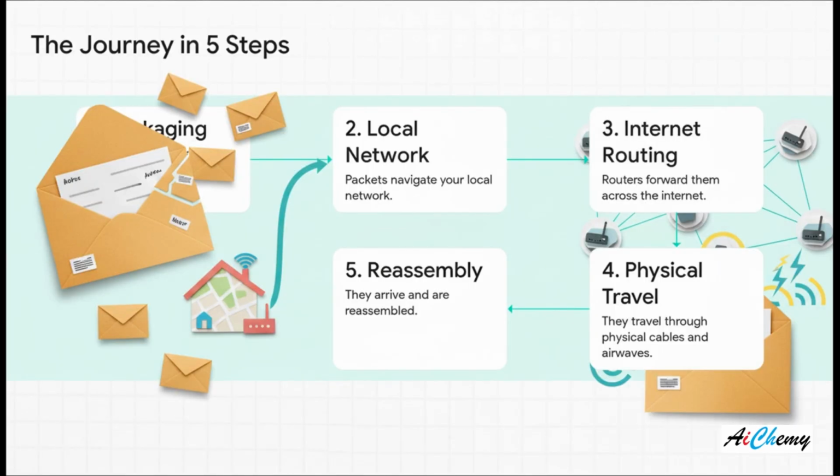So let's just quickly recap this wild journey. First, your message gets broken down into packets. Second, those packets navigate your local network to find your router. Third, routers forward them across the vast internet. Fourth, they physically travel as electricity, light, and radio waves. And fifth, they all arrive and get put back together. All of that happens in the blink of an eye.